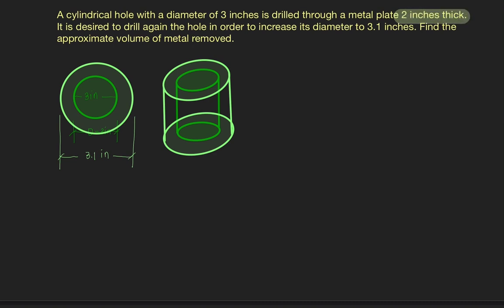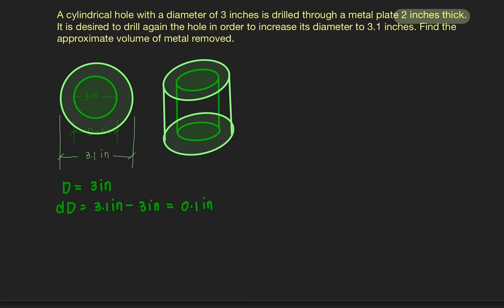So what changed here is just the diameter. Originally the diameter is 3 inches, but there is a small change in the diameter. If the new diameter is now 3.1 inches and the original diameter is 3 inches, then our small change in the diameter is 0.1 inch.